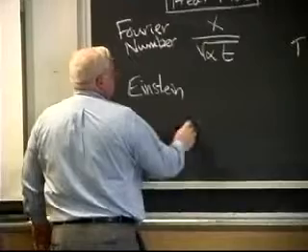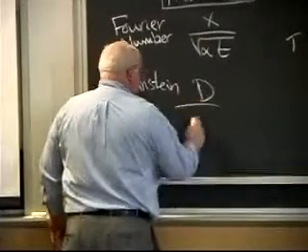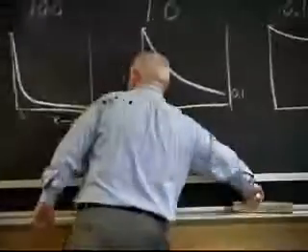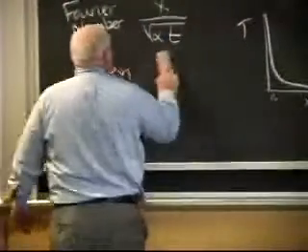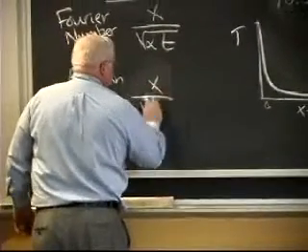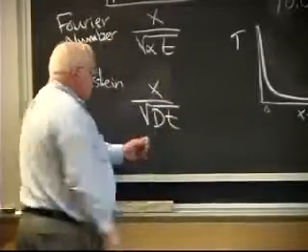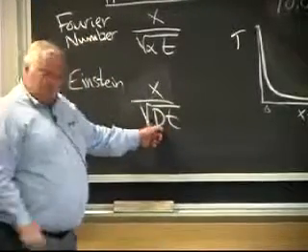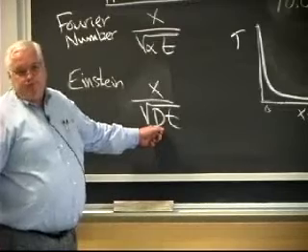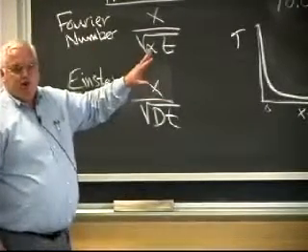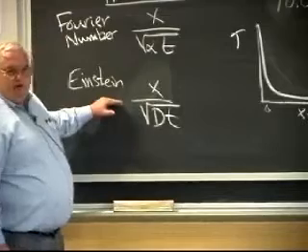which is x over the square root of Dt for mass diffusion, where D is the mass diffusivity of the element going through something else in centimeters squared per second. Okay, so it's the same mathematics, the same diffusion equation for mass flow out of Fick's law.